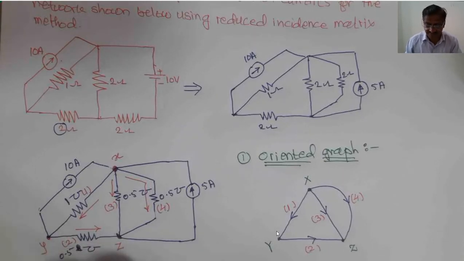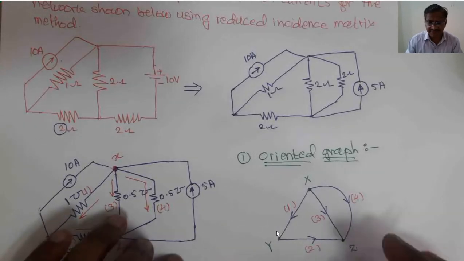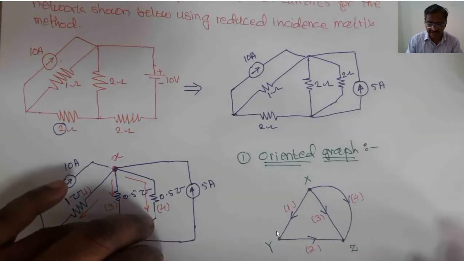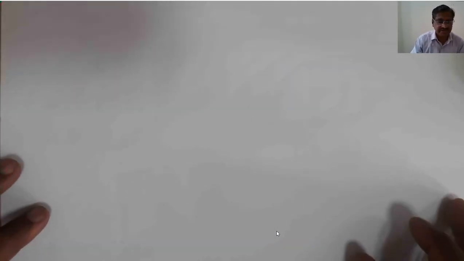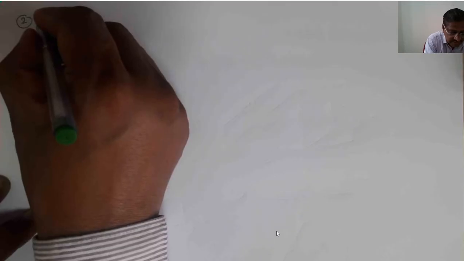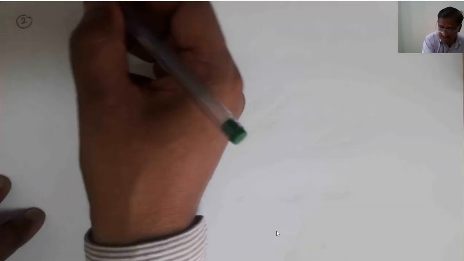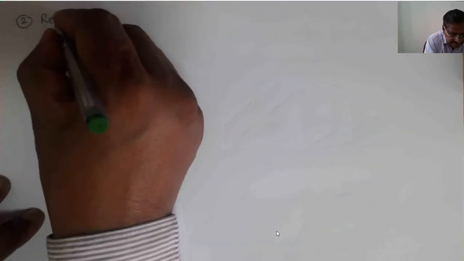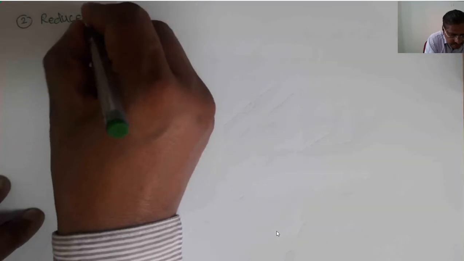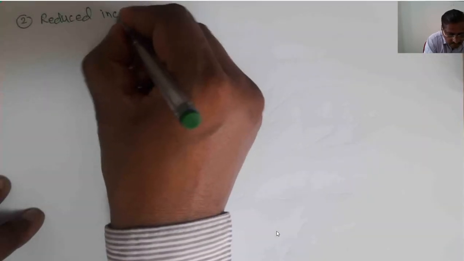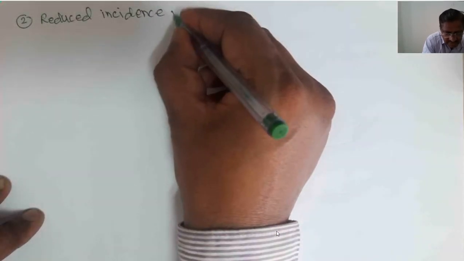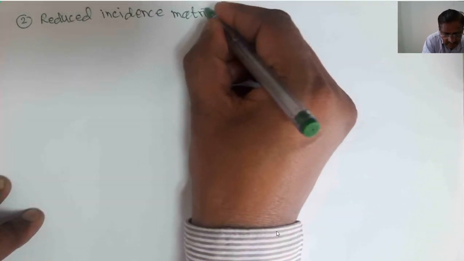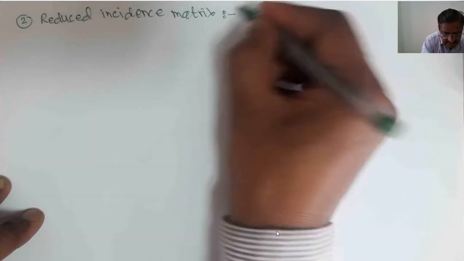Is it right? Now what is the second step? If we know the oriented graph or directed graph, now we will draw the next thing, which is nothing but the reduced incidence matrix. Step number 2, which is the reduced incidence matrix. Now we will draw its reduced incidence matrix.